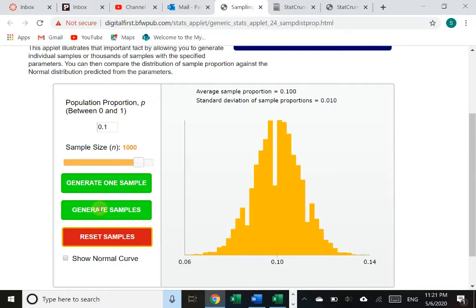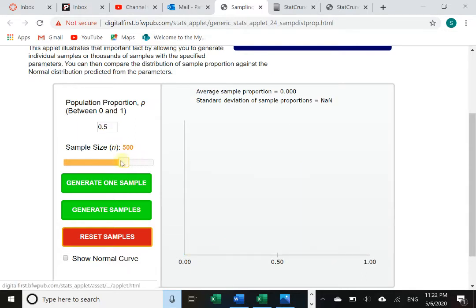Look how much more normal this distribution is. The average sample proportion, again, the center of the distribution is going to be 0.1, which is the parameter we are estimating. Now, I'm going to change that percentage in the population, this time to 0.5. Remember, for binomial distribution, if p is 0.5, the distribution becomes symmetric, right? And I'm going to change my sample size back to 50 again, and one sample.